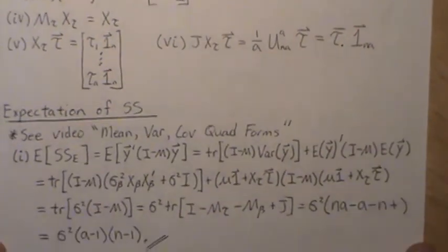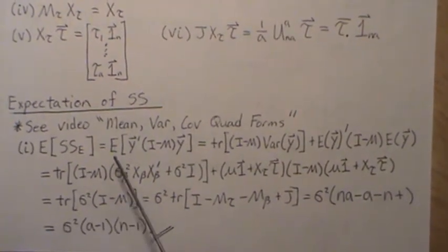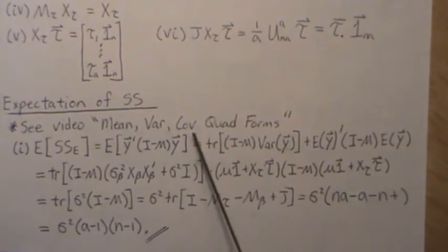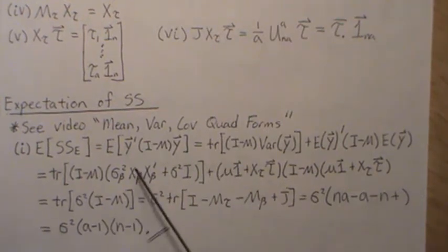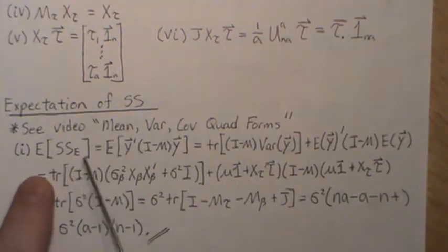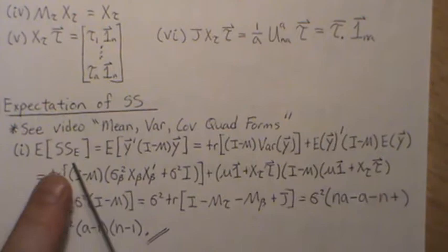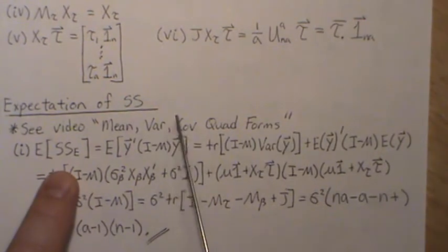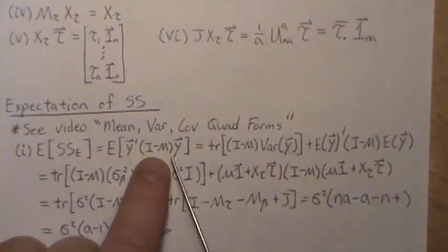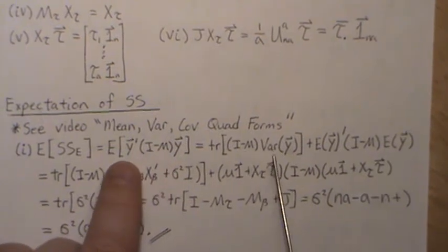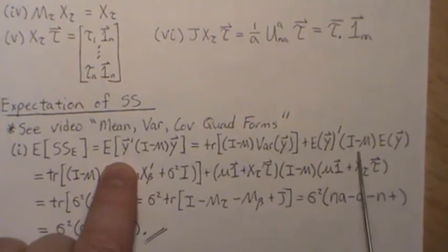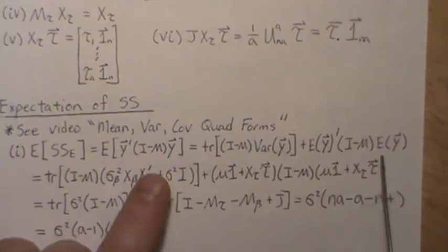So now let's jump right into the expected values of these sums of squares. And I'm going to pass you off to a video that I have titled Mean, Variance, Covariance of Quadratic Forms. And in there we derive the formulas that we're going to use in this video. So the expected value of the sum of squared error, we put its quadratic form in, and that's because then we're going to make use of this video here, and it ends up being the trace of this center matrix times the variance of y plus the expected value of y, transpose, times that matrix times the expected value of y.